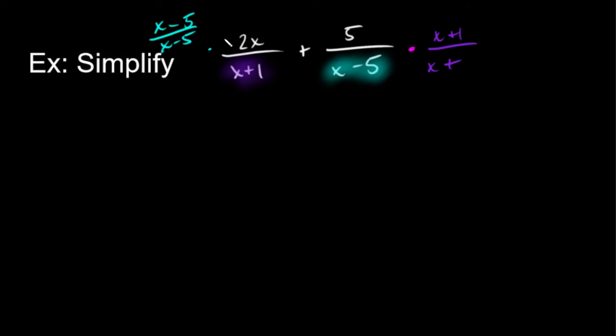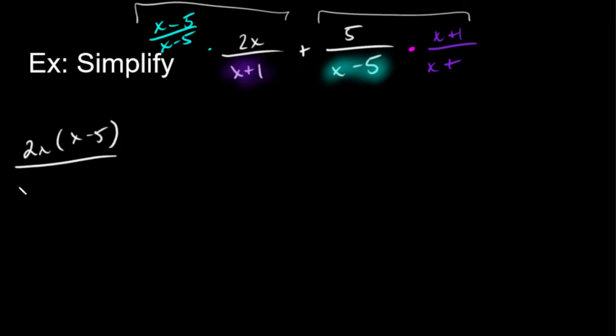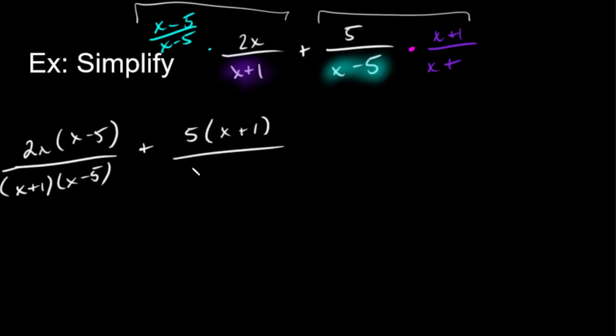And now you multiply across the top on each separate fraction. Work with each fraction separately. So you have 2x times x minus 5 over x plus 1 times x minus 5. I'm not combining the denominators ever. And we have 5 times x plus 1 over, and I forgot to write my 1 because I am stupid, x plus 1 times x minus 5.